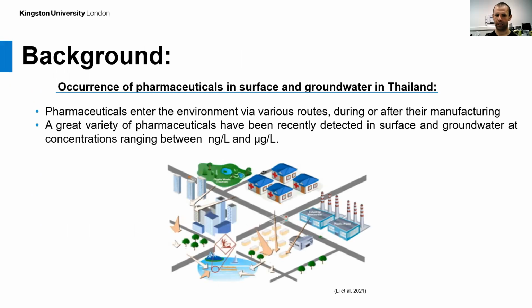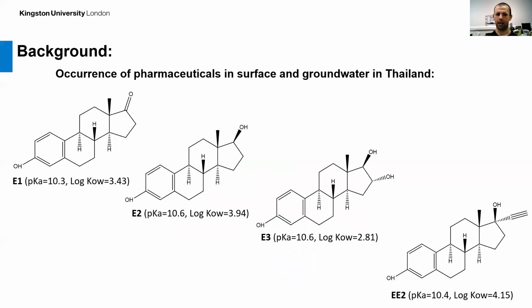Background: pharmaceutics, including female hormones, can enter the environment from different routes, from hospitals, from industrial, and from other human sources. And pharmaceutics can be detected in the environment in wastewater and surface and groundwater at a concentration range between nanogram per liter and microgram per liter.